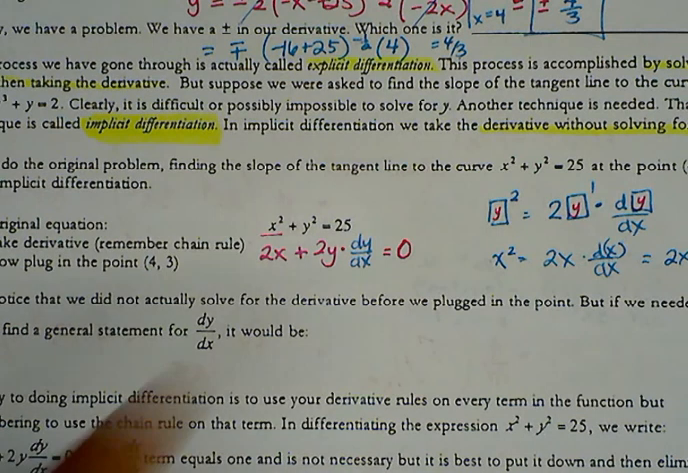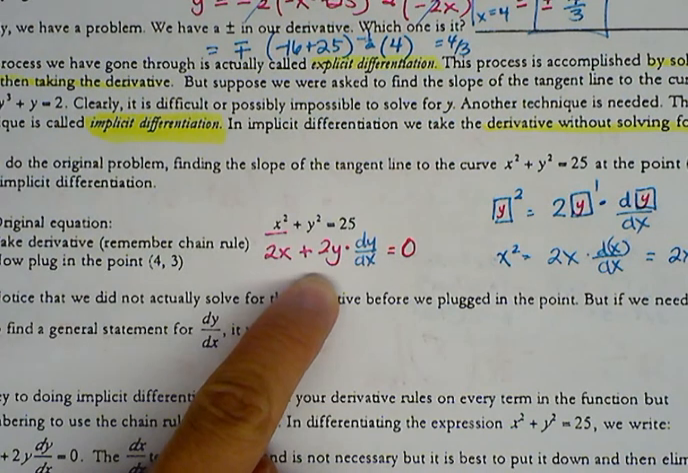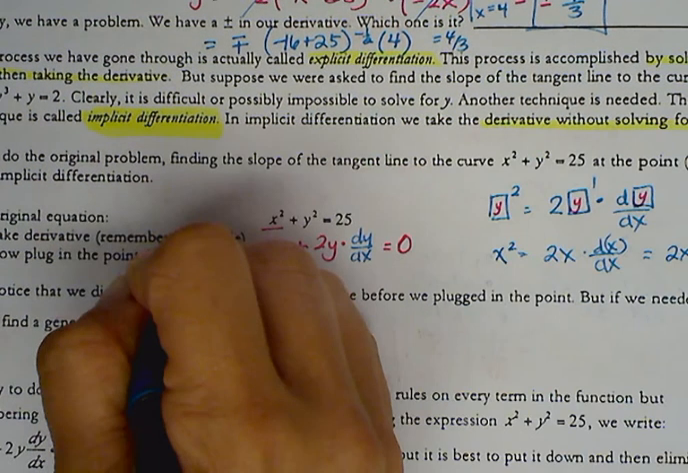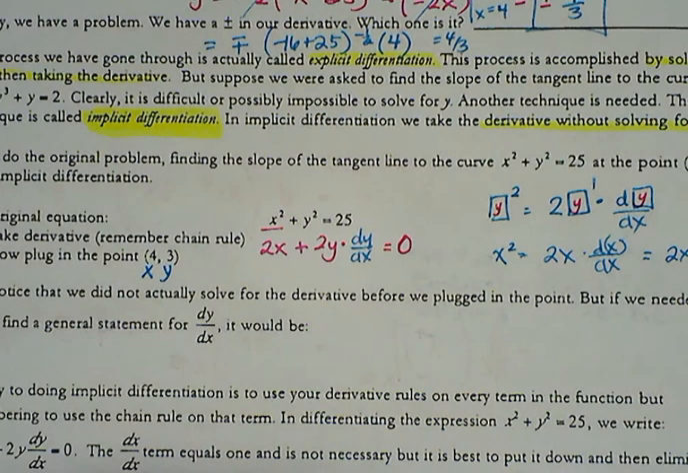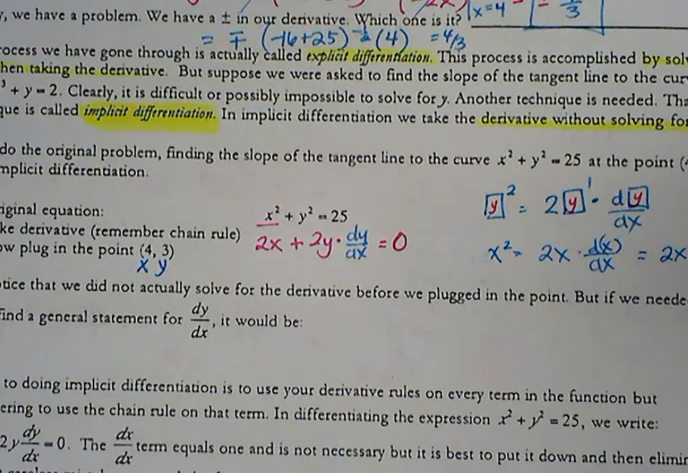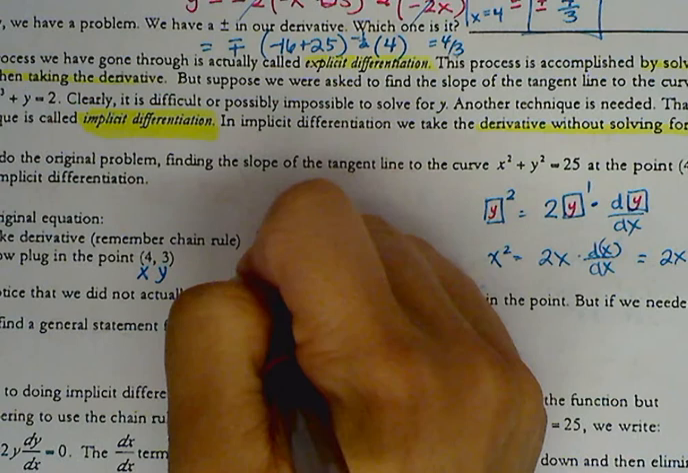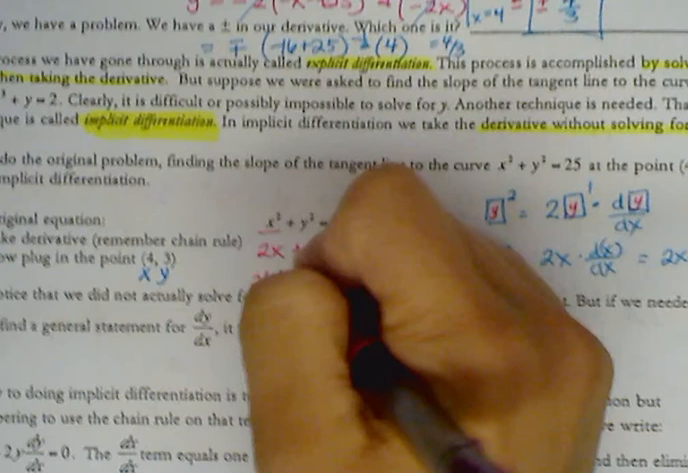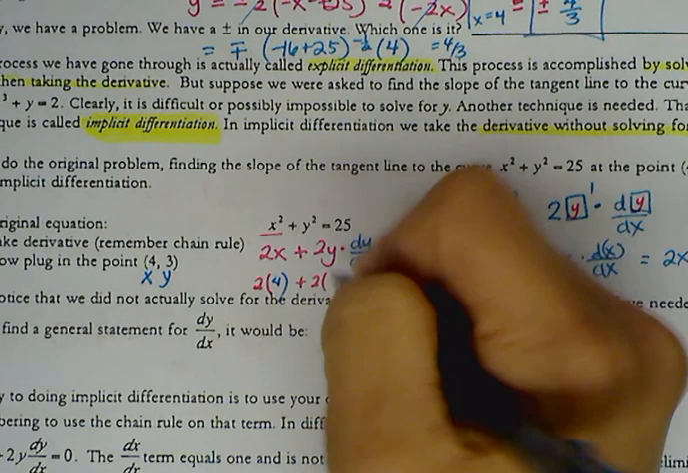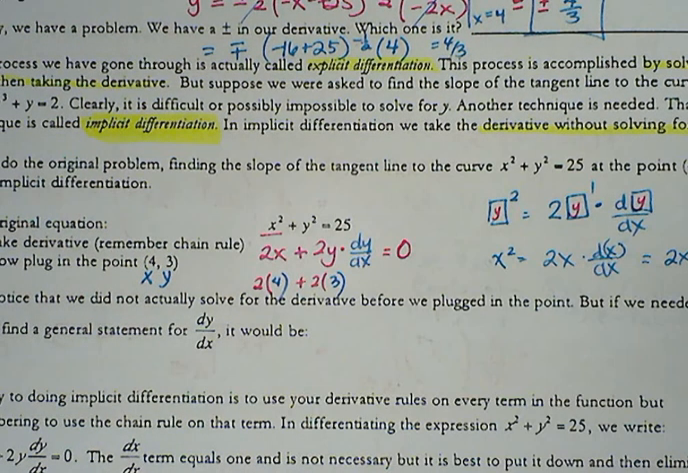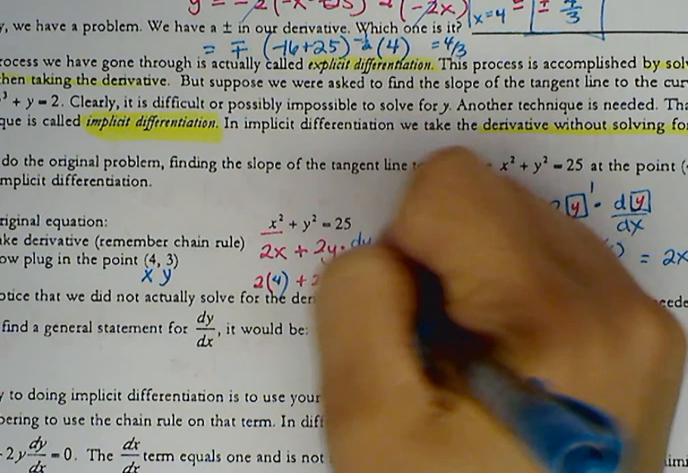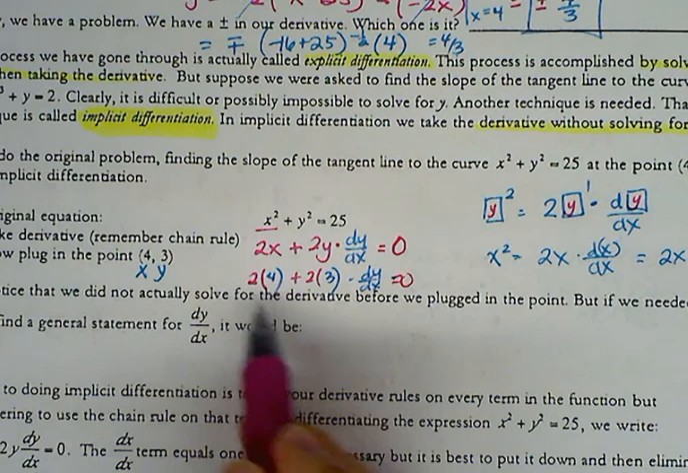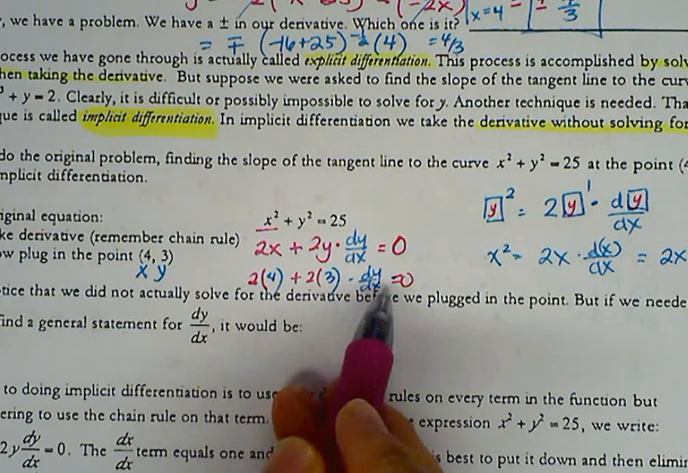So now we can plug in. We're not just going to plug in x. We know that the 4 is x, the 3 is y, because to find the derivative, we need the x and the y. So the derivative is 2 times the 4 plus 2 times the y times dy dx equals 0. So 8 plus 6 dy dx equals 0.